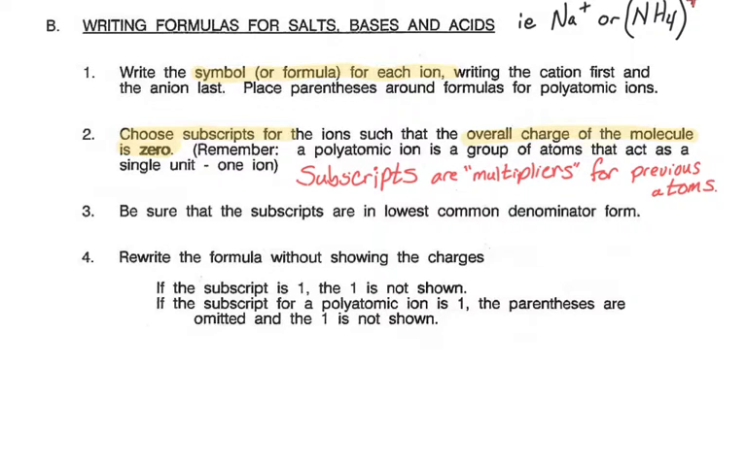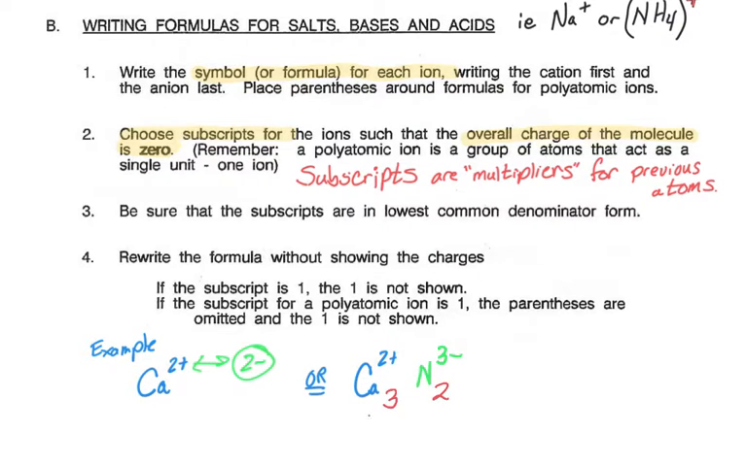So if I have a +2, I need to have a -2 on the anion side. If I have a -3, those two don't match. So what I'll need to do is multiply the cation by 3 and the anion by 2, and that'll get them to balance out. So it's really important that we get those charges balanced so that at the end we have a neutral substance. All of our compounds in the end will be neutral.